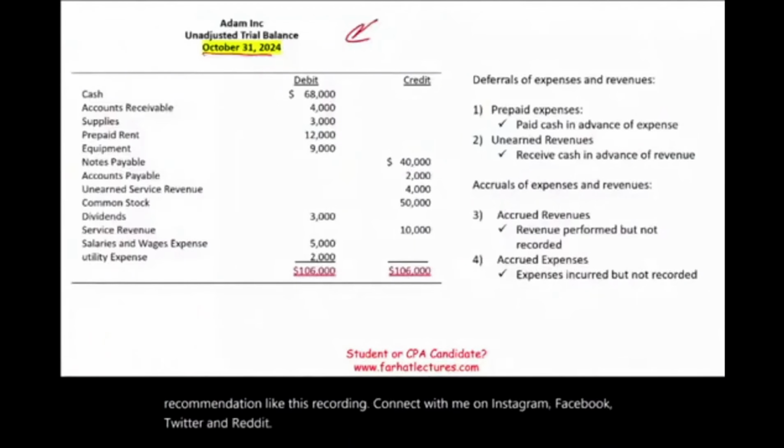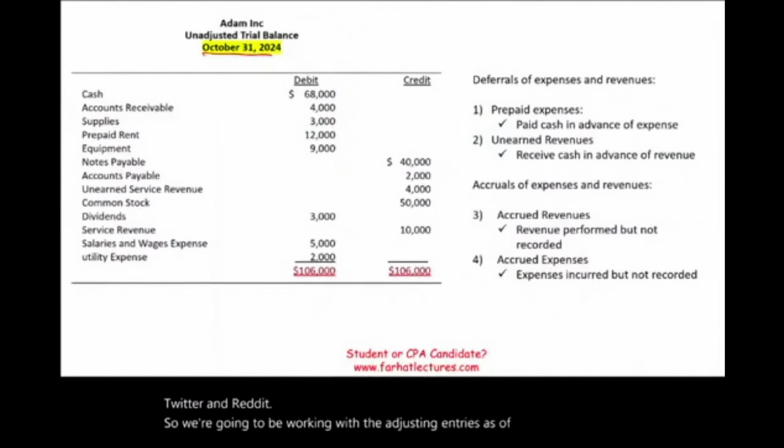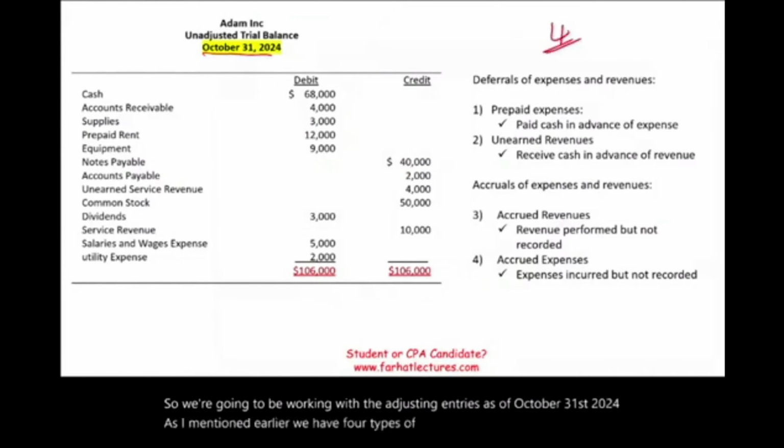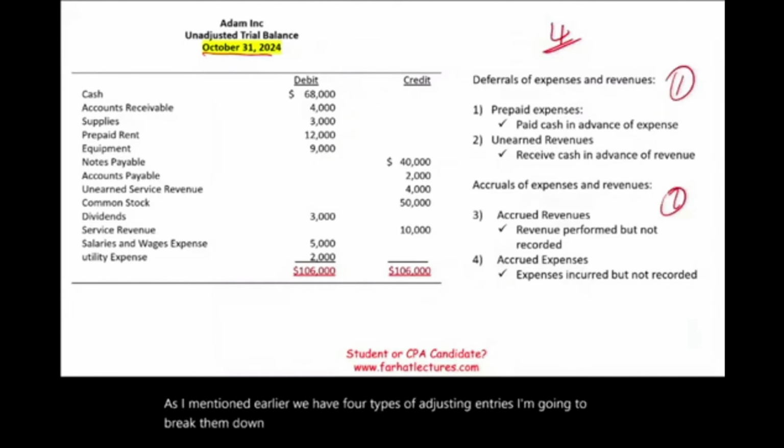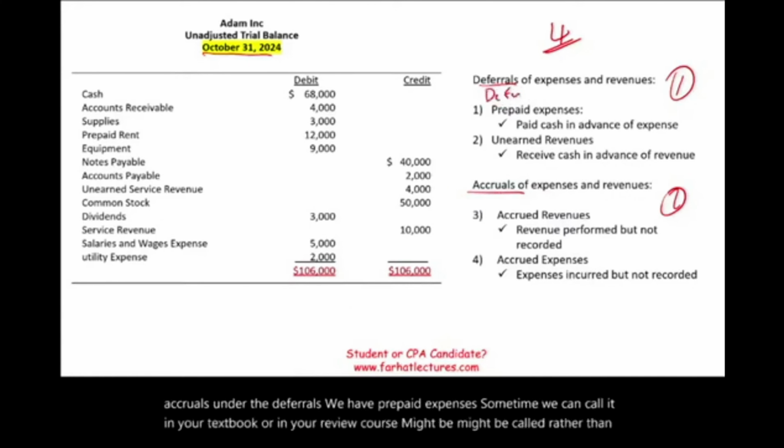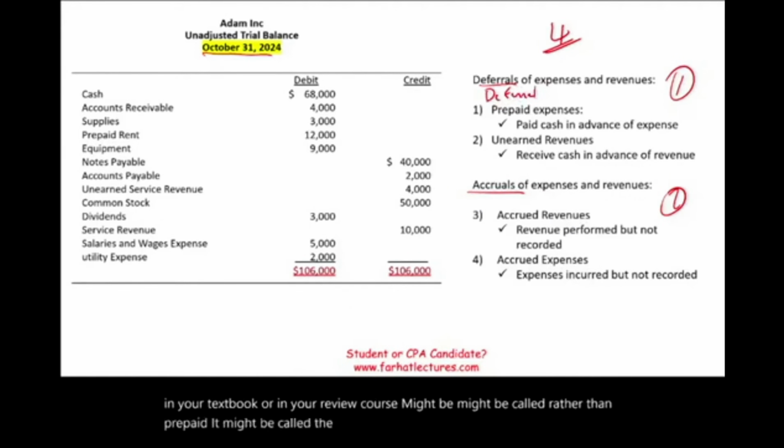We're going to be working with the adjusting entries as of October 31st, 2024. As I mentioned earlier, we have 4 types of adjusting entries. I'm going to break them down into 2 main groups: the deferrals and the accruals. Under the deferrals, we have prepaid expenses. In your textbook or review course, rather than prepaid, it might be called deferred. Same thing. We have unearned revenue, same exact thing. In your book, it might be called deferred. Under accrual, we have accrued revenues and accrued expenses. In total, we have 4.